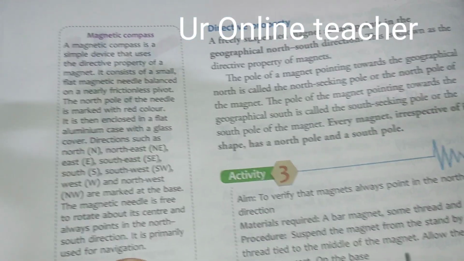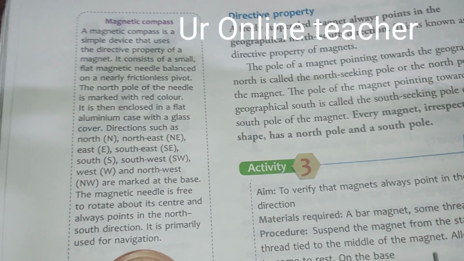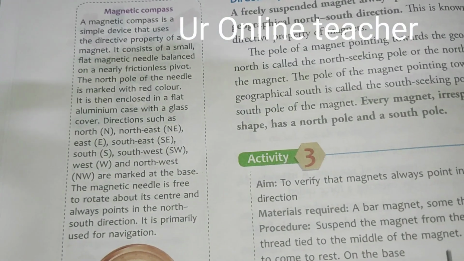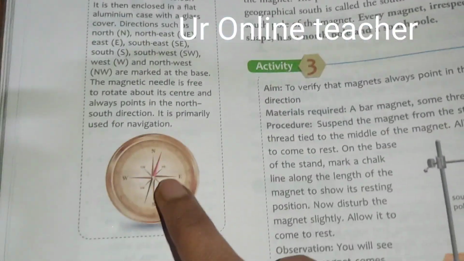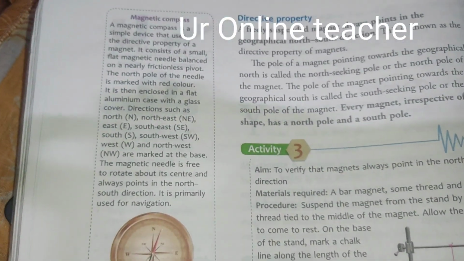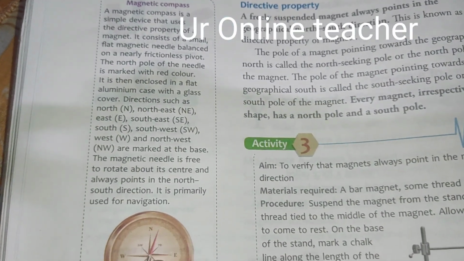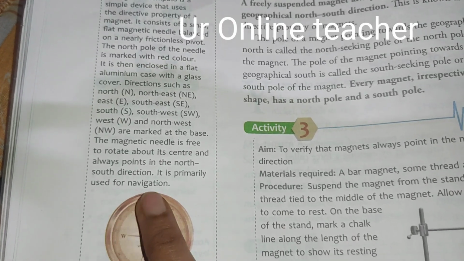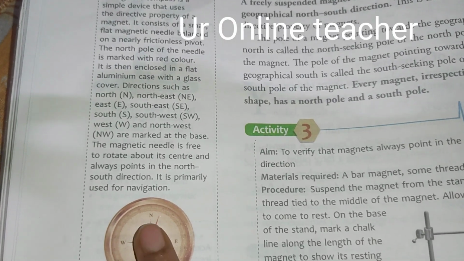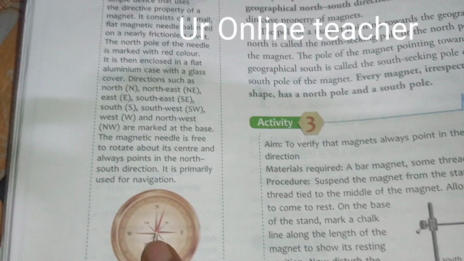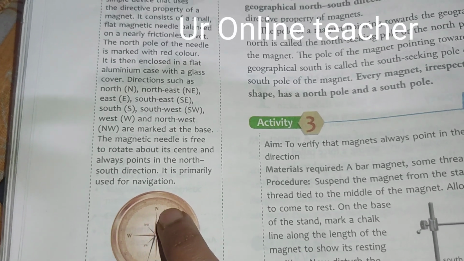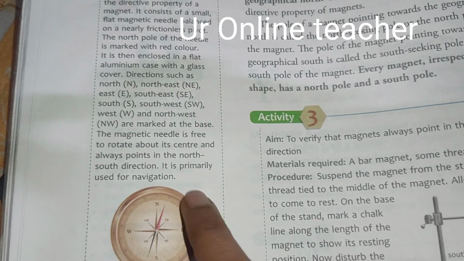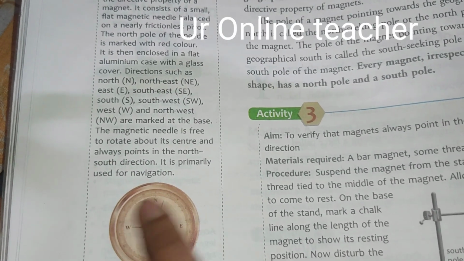We know what a compass is. A compass is a simple device used to show the direction. So a magnetic compass is a simple device that shows the directive property of a magnet. It consists of a small flat magnetic needle balanced on a nearly frictionless pivot. The north pole of the needle is marked with red color. See here. It is then enclosed in a flat aluminium case with a glass cover.